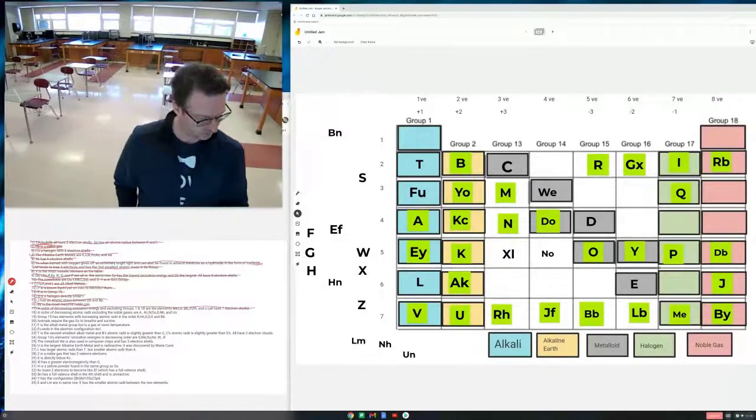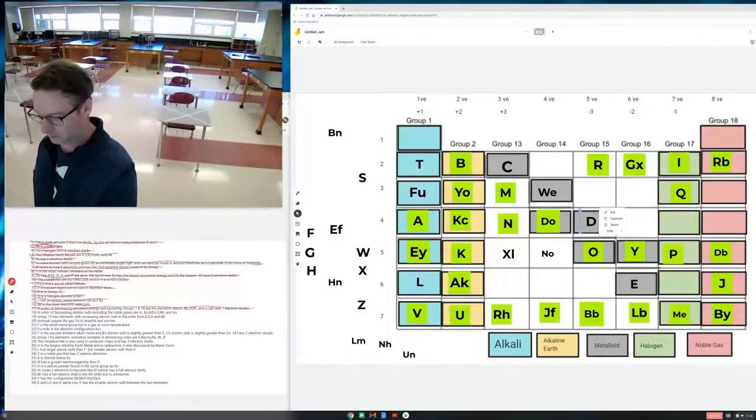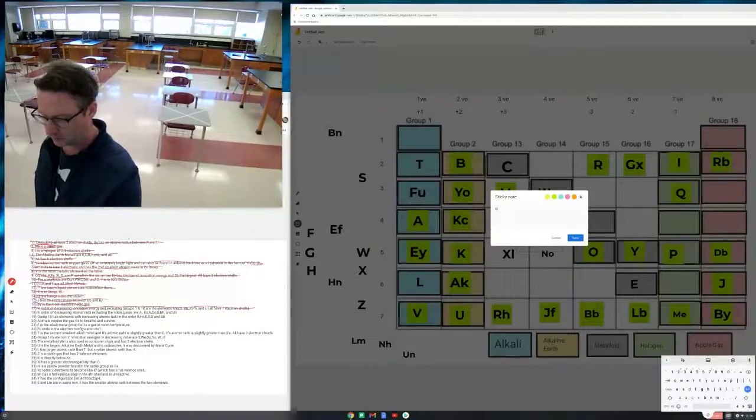And then the next one is D, which actually is already there. We knew it was a metalloid. We just didn't know which row. Now we know which row it goes in.